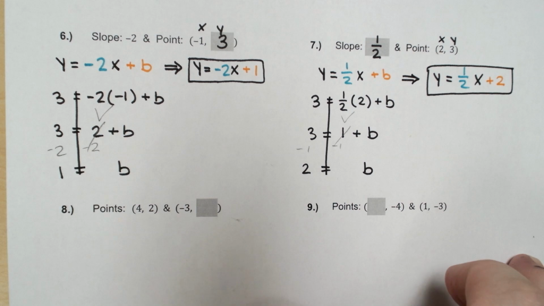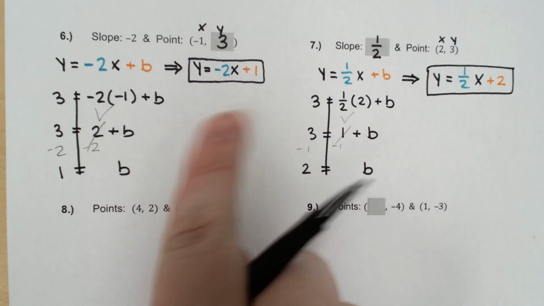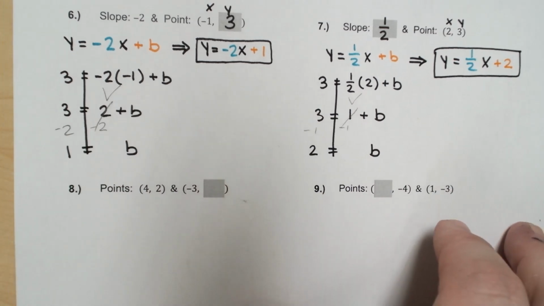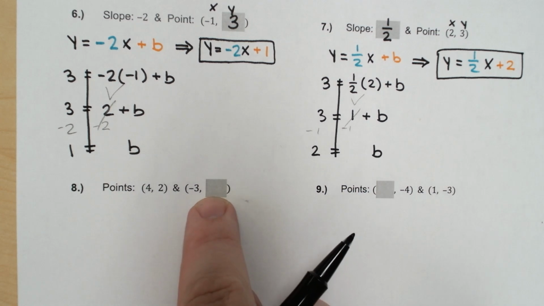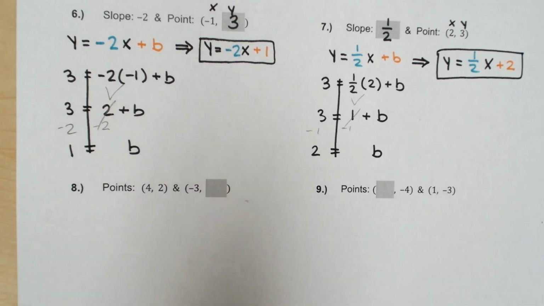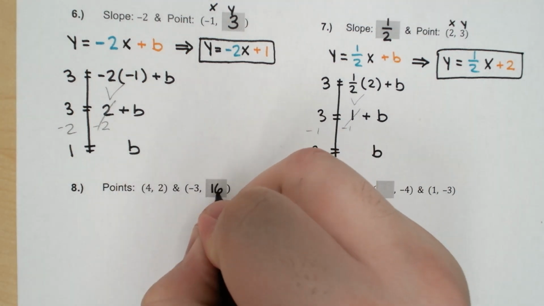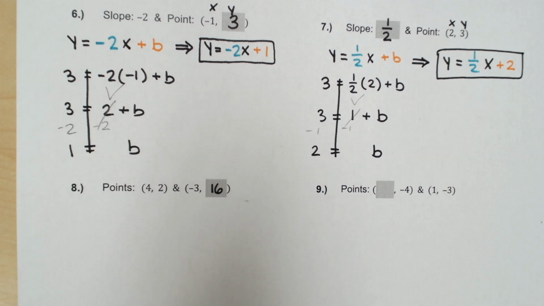Okay, for number 8 and number 9, you're missing one of the values from the ordered pair, and you need first to find the slope, and then use that slope to do the exact same thing we did up here. So, the missing value for number 8, this y value, should be 16. So take a couple minutes and try number 8.